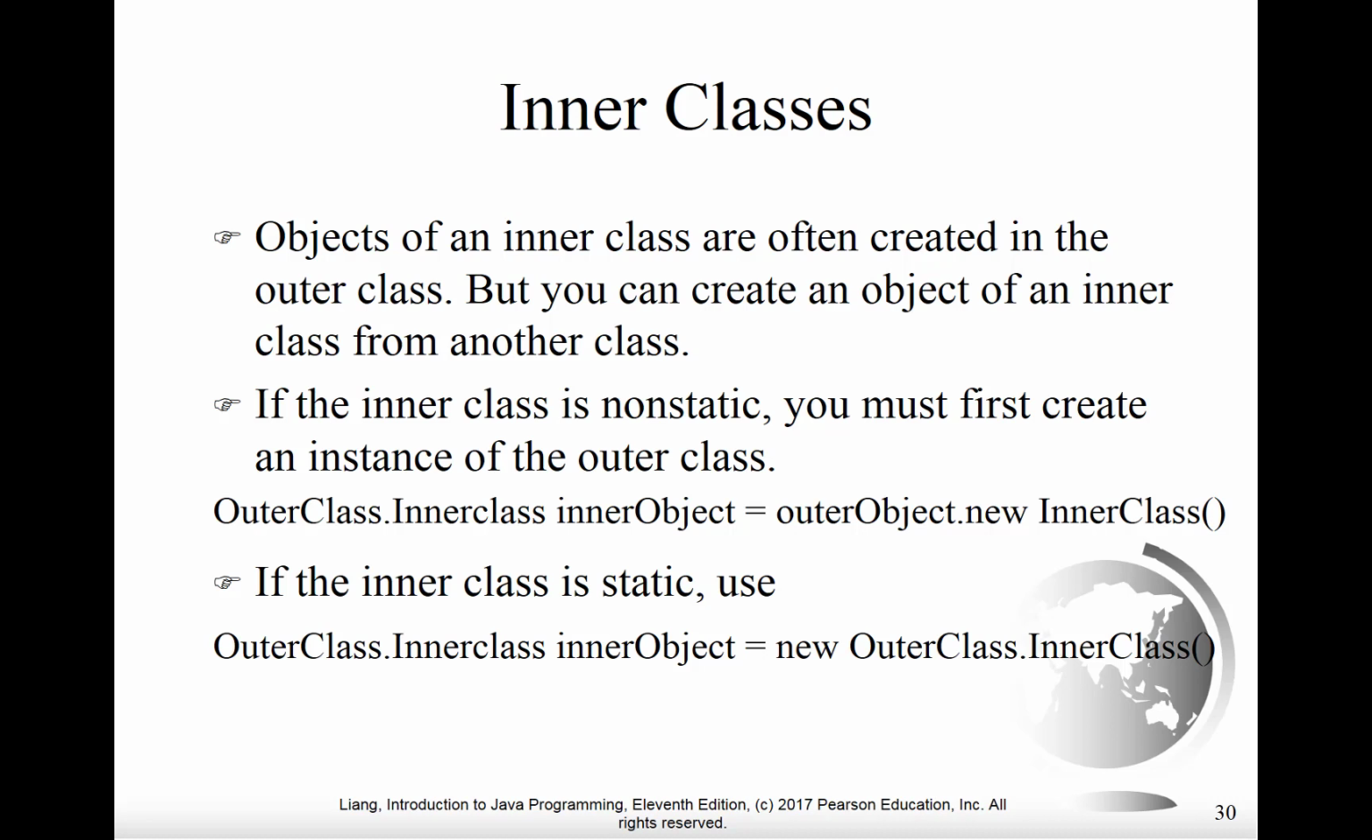And the way in which you do that is shown in the middle of the slide here. There's a line of code that says OuterClass.InnerClass innerObject = outerObject.new InnerClass(). So in other words, you need to use that syntax in order to do this. If, however, the inner class is static, then you don't need to create an object because that's how static classes work. In that case, you merely say OuterClass.InnerClass innerObject =, and you immediately go to new OuterClass.InnerClass() to do the job.